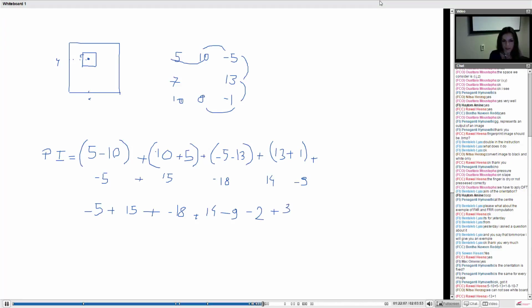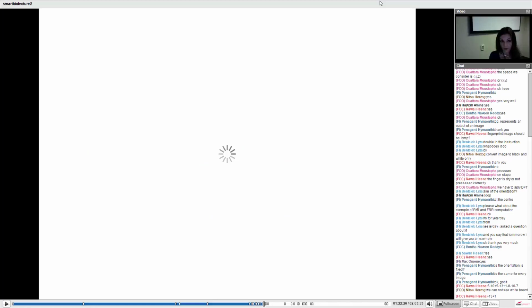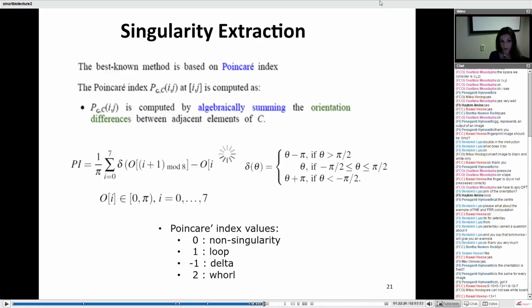We write directly minus 9. 8 minus 10 is minus 2. 10 minus 7 is 3. 7 minus 5 is 2. Which one is the result of this sum? How many elements do we have?